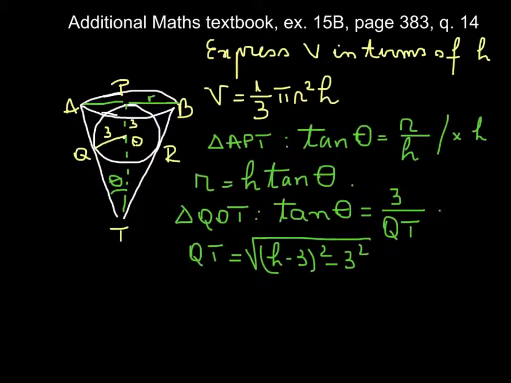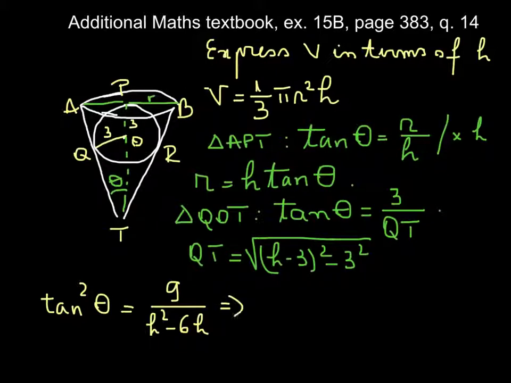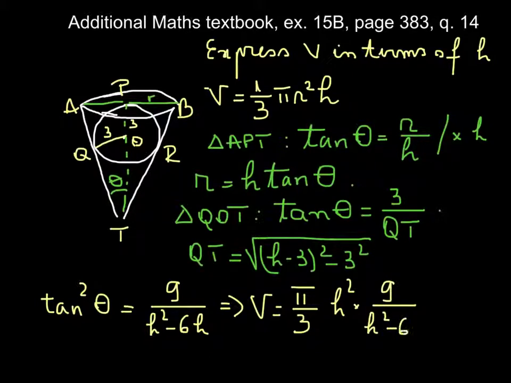Now because in the volume I need R squared, and R squared is H squared tangent squared theta, I'm going to find tangent squared theta. So tangent squared theta is 9 over QT squared, which is 9 over H squared minus 6H plus 9 minus 9. So the volume is pi over 3 R squared, remember R squared is H squared times tangent squared theta, times H.